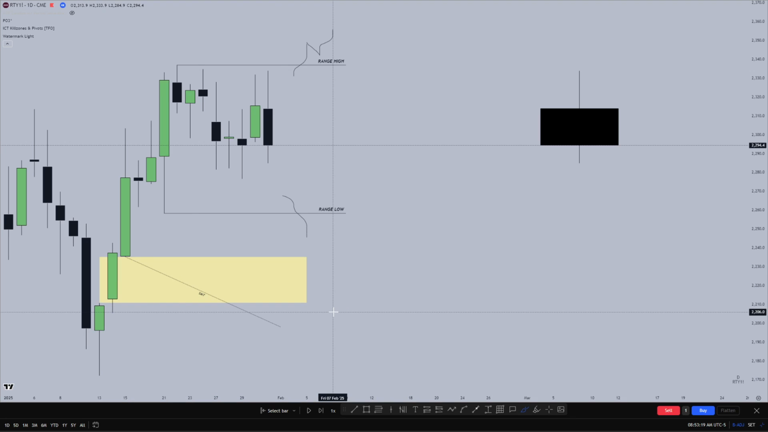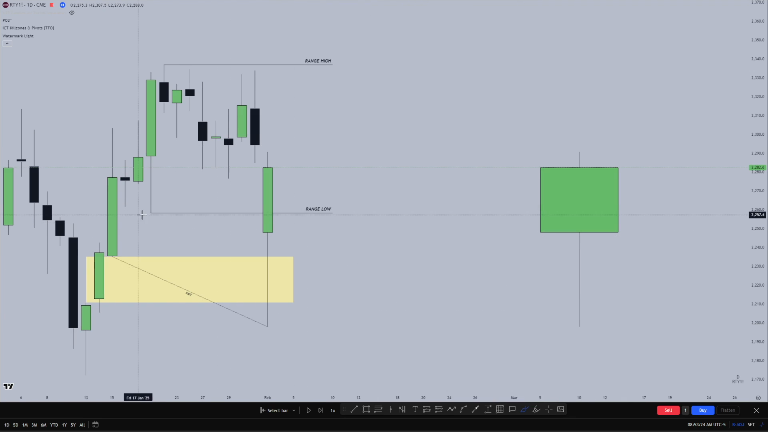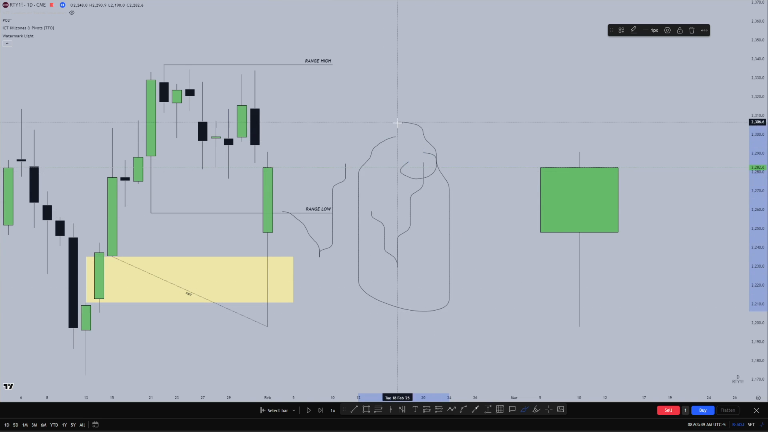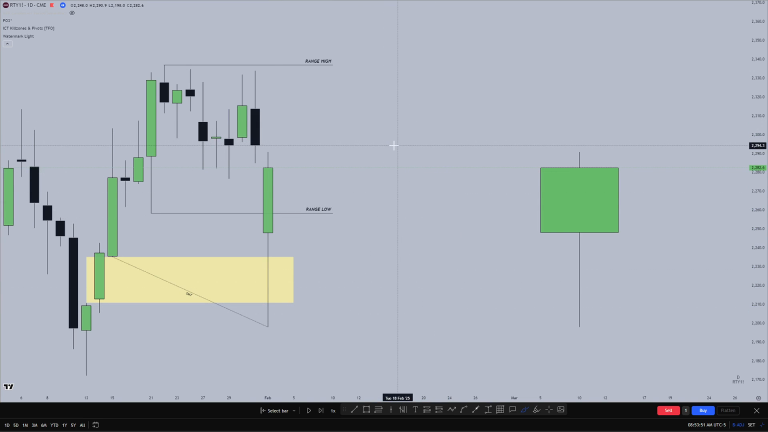Okay, now I want to see the reaction at one end, but when I see Monday's closure, what did Monday do? Take out one end and close back up here, which I can consider a manipulation, right? Take out one side, immediately come back into the range. This closure is telling me this, and if I switch to H4 or H1, this would be much more visible.